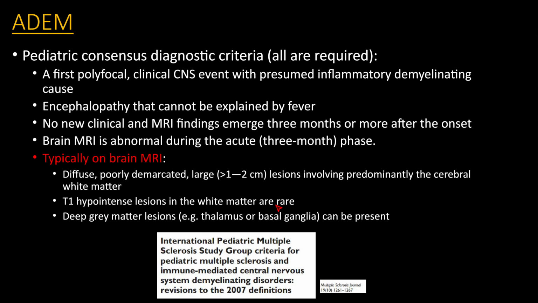So again, those T1 dark black holes, you're not going to see so much in ADEM, which goes with ADEM not being a result of axonal loss, because it's a monophasic illness and the lesions go away after the acute event.